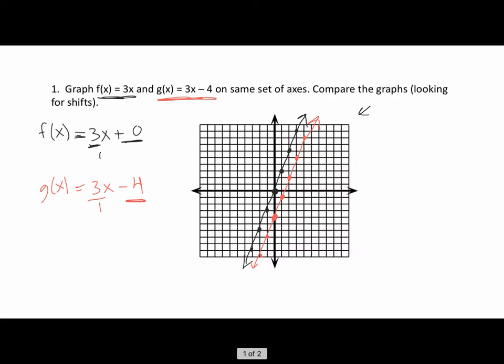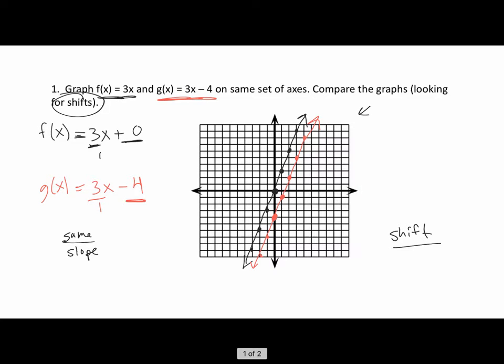So there are some similarities and there are some differences, right? So what's the same? They have the same slope. And they're both lines, right? So what we're actually looking for, though, are shifts. So how is it different? How is g of x different from f of x?